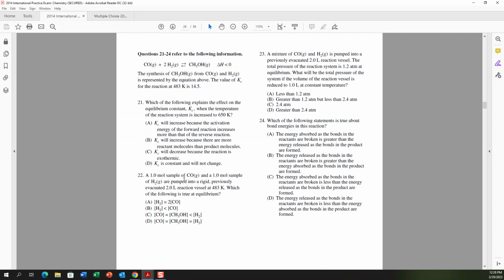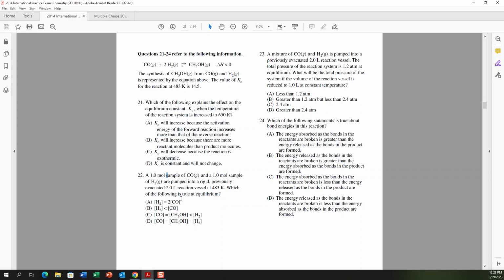A 1 mole sample of CO and a 1 mole sample of H2 are pumped into a rigid, previously evacuated container, but it's 2 liters. So remember, if you were making an ICE chart or anything like that, you want to plug in molarities, and here's a case where moles and molarities won't be the same. So the initial molarity of CO isn't 1. Molarity is moles per liter, so the initial molarity is 0.5. The initial molarity of H2 is 0.5, just in case. Which of the following is true at equilibrium?